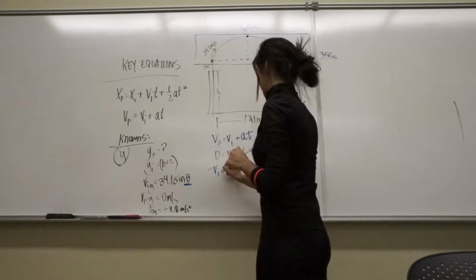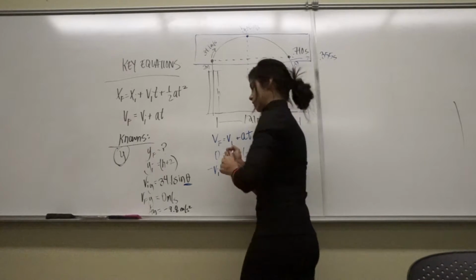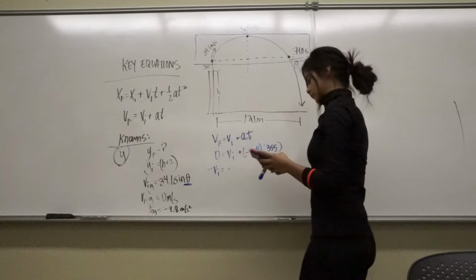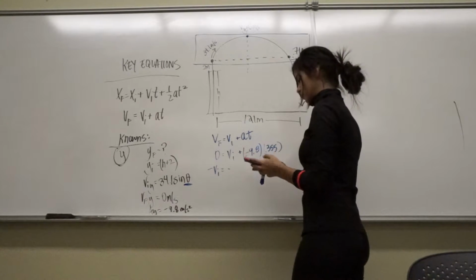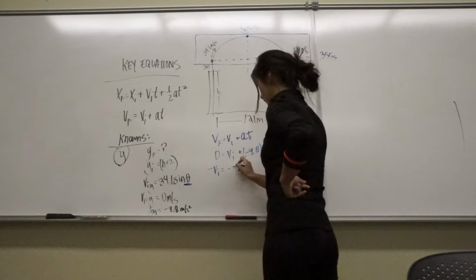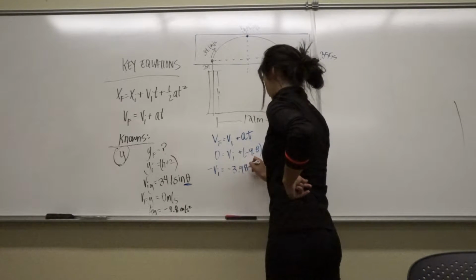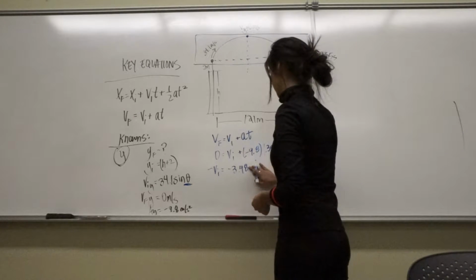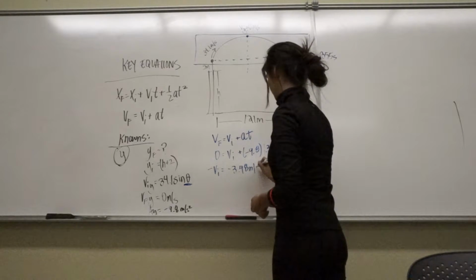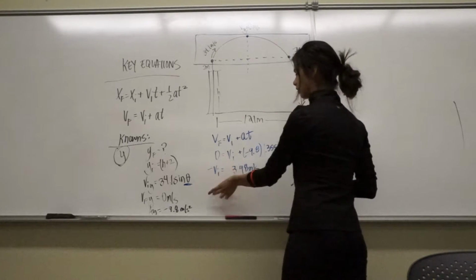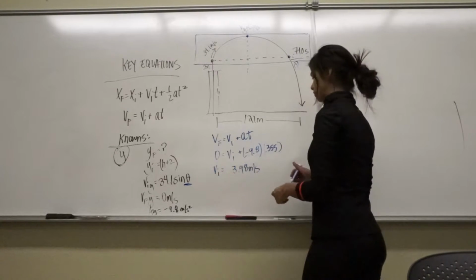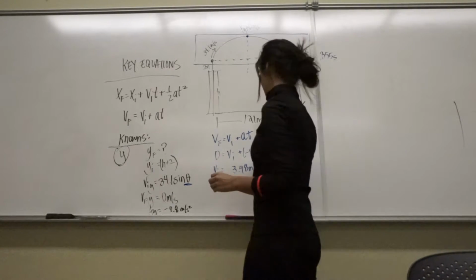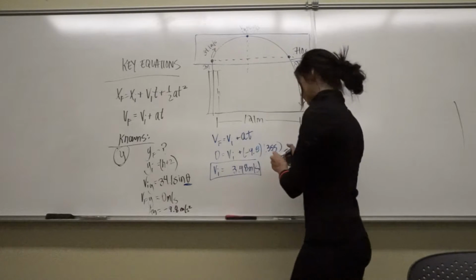So negative v_i equals negative, and if I plug this into my calculator, it'll be negative 3.48 meters per second. And since these are both negative, we can go ahead and get rid of those. So 3.48 meters per second. That's our v_i.